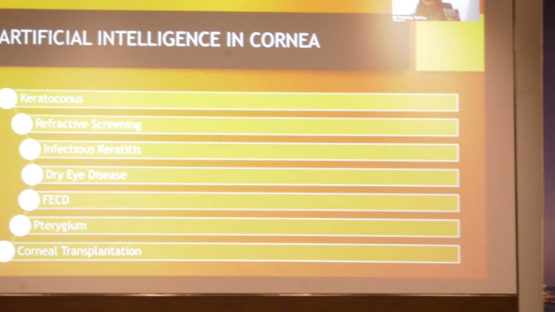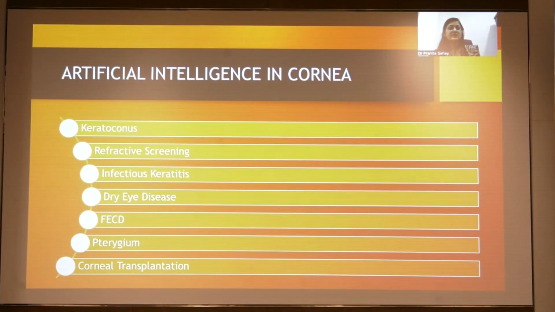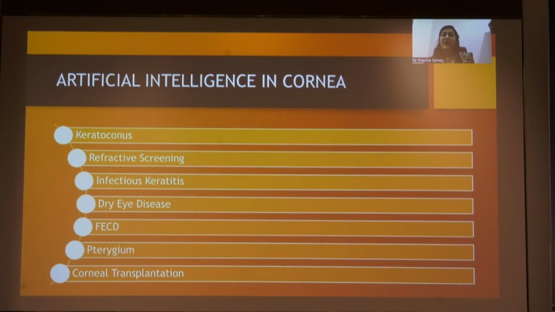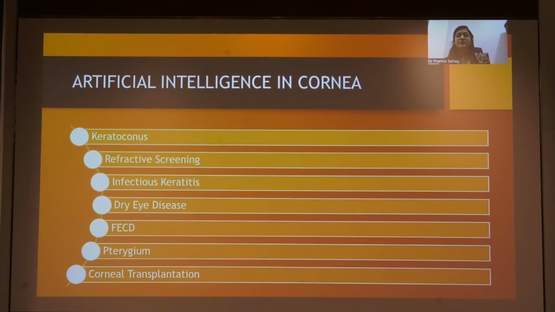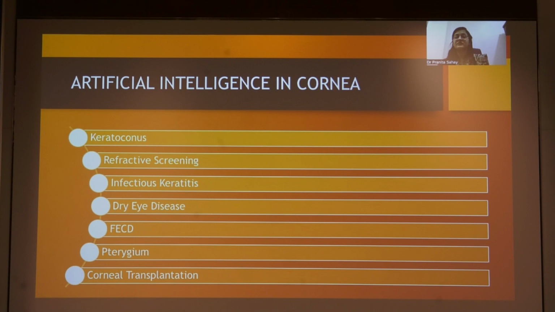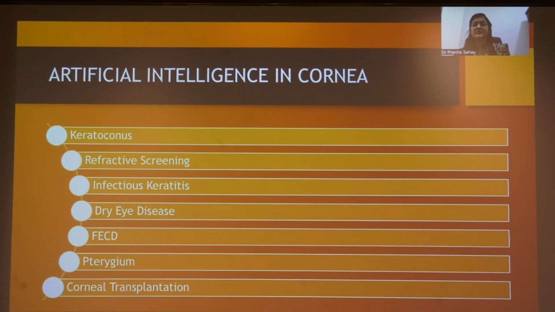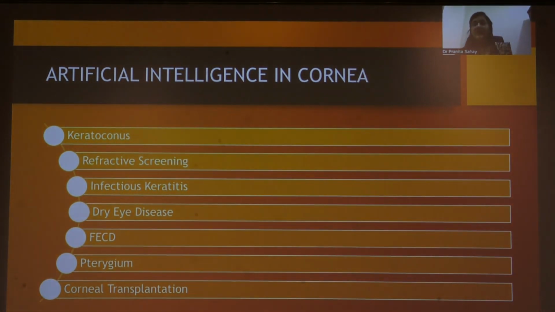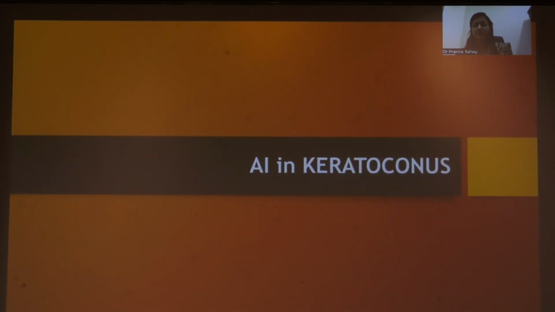So as the discussion has been going on, the majority of the work in artificial intelligence and ophthalmology is pertaining to retinal diseases. However, the upcoming studies show that artificial intelligence is being explored in areas of corneal diseases, cataract, and glaucoma. In cornea, the most common areas wherein artificial intelligence is being applied include keratoconus, refractive screening, infectious keratitis, dry eye disease, Fuchs dystrophy, pterygium, and corneal transplantation. Keratoconus and refractive screening are two of the hottest topics and most explored areas for artificial intelligence in cornea.